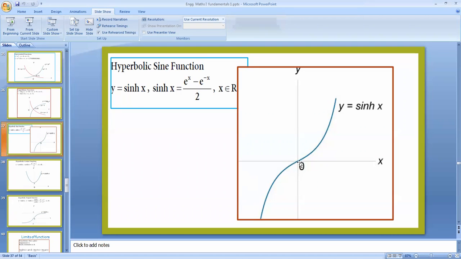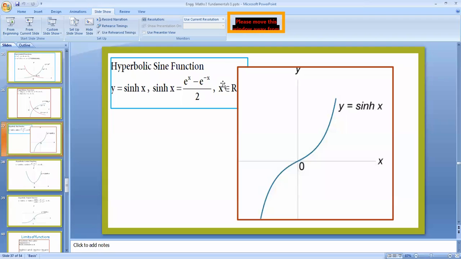For example, when you substitute x is equal to 0, 0 is the central value of that function. Am I right? Now when you substitute x is 0, e raised to 0 is 1. e raised to minus 0 is also 1. And 1 minus 1 is 0. 0 divided by 2 means what? 0 divided by any finite number is 0. Means y is 0. When x is 0, we get y is 0. Means it is at the origin. Means that the curve will pass through the origin, and then the origin acts as the central value of that function y is equal to sin hyperbolic x.